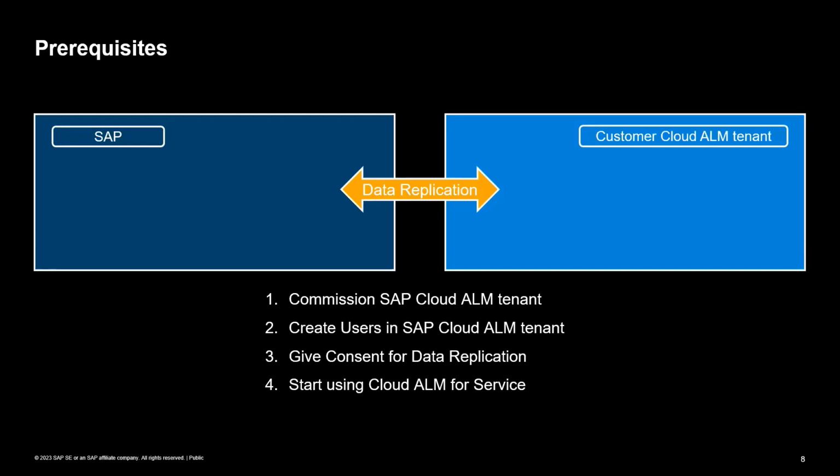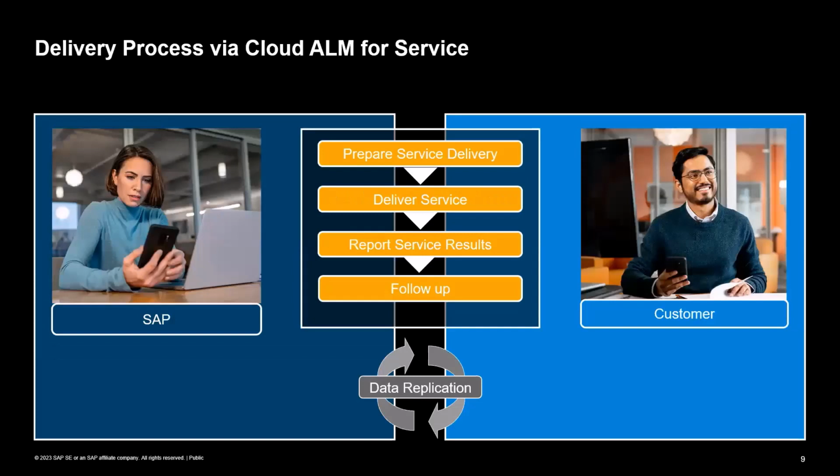Okay, then let's have a look at the process. As I said, within that process, we're not going to have a look at the details of the usage in the system, but we're going to talk a little bit about what kind of data gets transferred, because this is something where customers need to get a feeling for what impact it is going to have if I consent to the data replication. What kind of information is then transferred back to SAP? So we have the preparation, the delivery, the reporting, and then the follow-up as part of a service delivery.